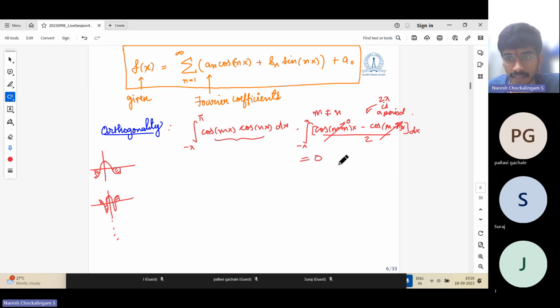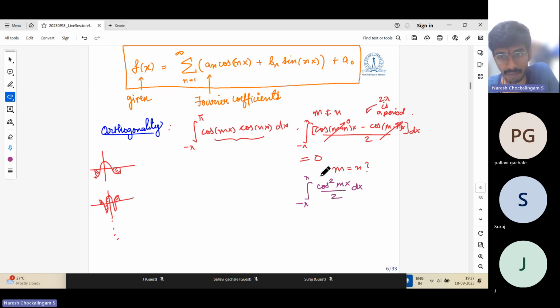What happens in the case m is equal to n? If m is equal to n, then you can write it as the integral from minus pi to pi of cos square mx by 2.